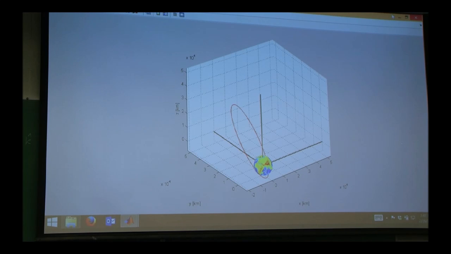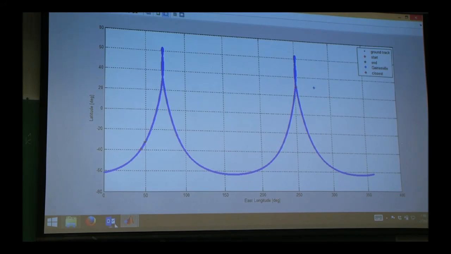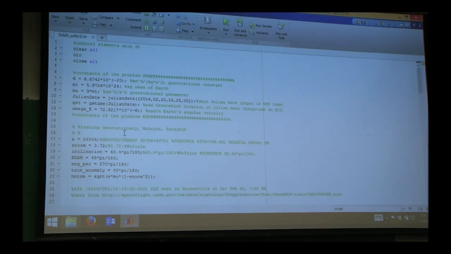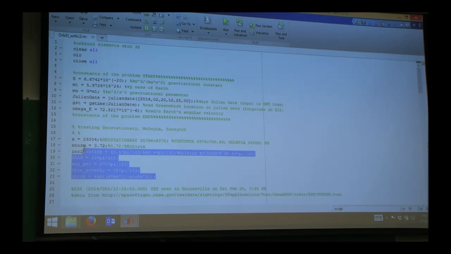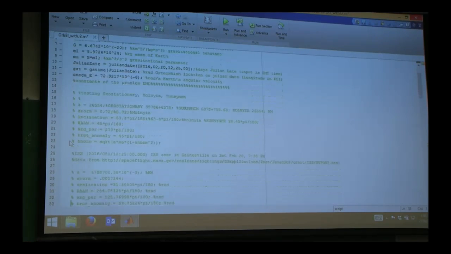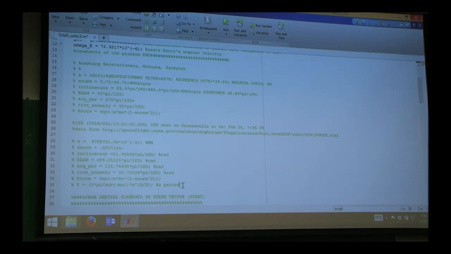And this is also something we'll be able to prove when we find differential equations for the orbital parameters. You can play with the orbital parameters to make your orbit do what you want. Another example, because we're running out of time, that I really wanted to run: a few days ago, I was looking at the sightings for the International Space Station in Gainesville.